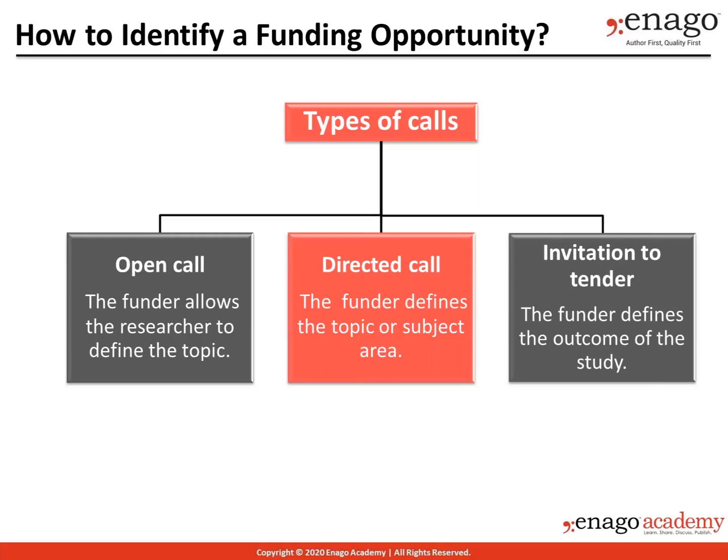So as we were saying earlier, there are various types of calls. You've got open calls where the funder allows the researcher to define the topic. You've got a directed call where the funder defines the topic or the subject area, or the invitation to tender, where they define the outcome of the study. So again, there can be something like, we welcome projects which you want to do in the area of the humanities. It's up to £55,000. What have you got?